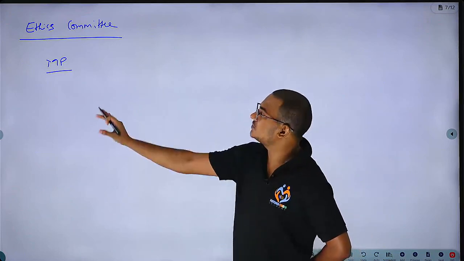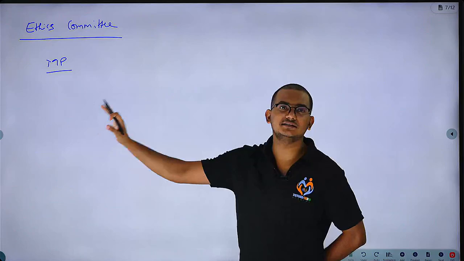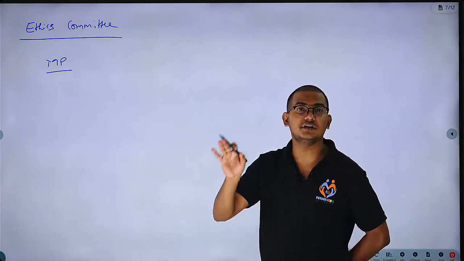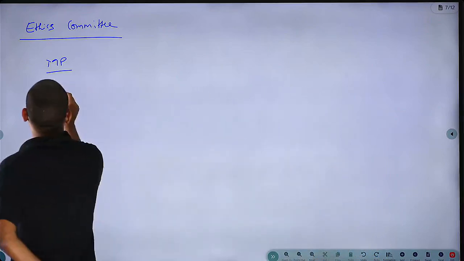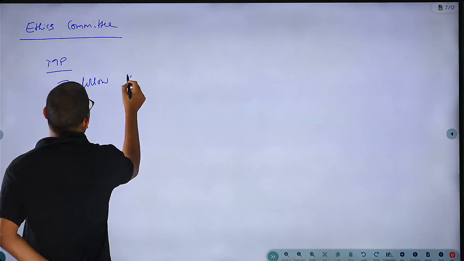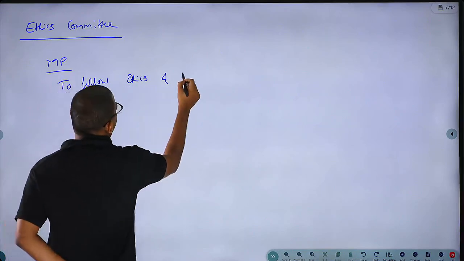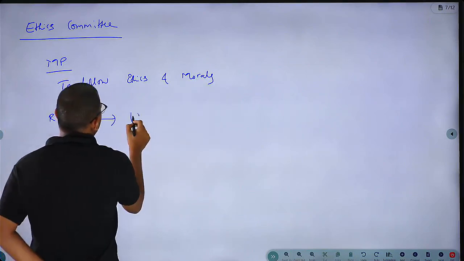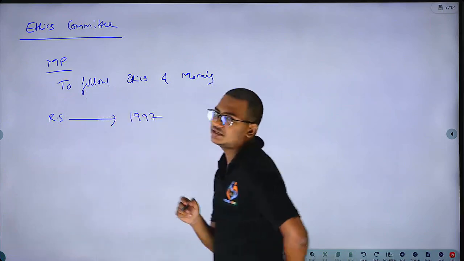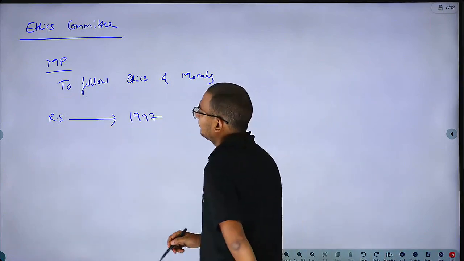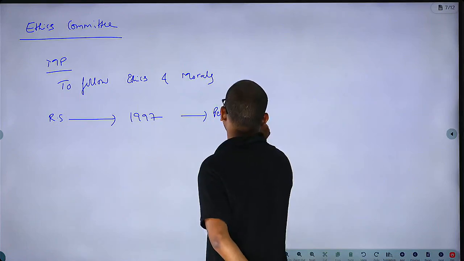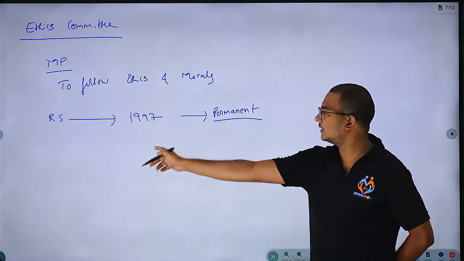So to ensure these candidates don't do these kinds of things, this ethics committee is formed. This ethics committee will ensure the MPs follow ethics and morals. Initially, Rajya Sabha first established an ethics committee in 1997. Okay, so this is a permanent committee. Initially a permanent standing committee, it was established in Rajya Sabha only in 1997.